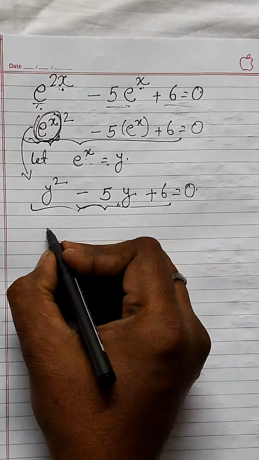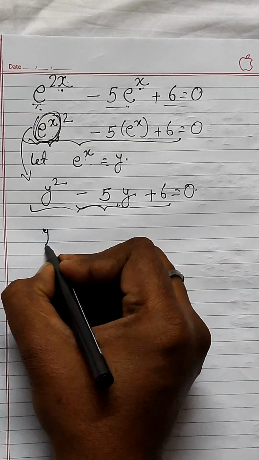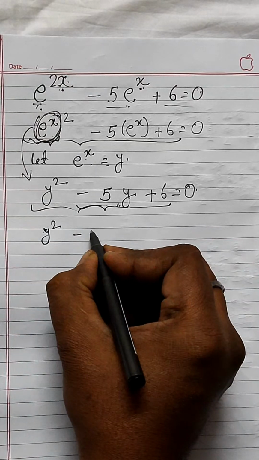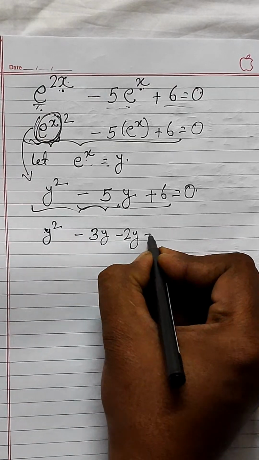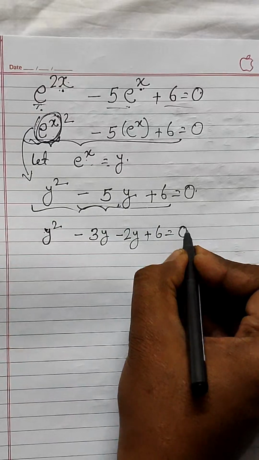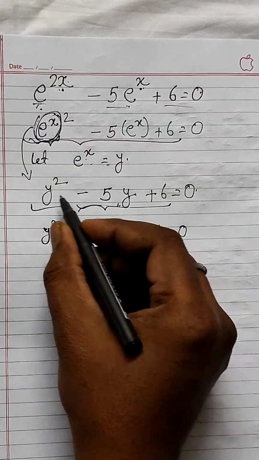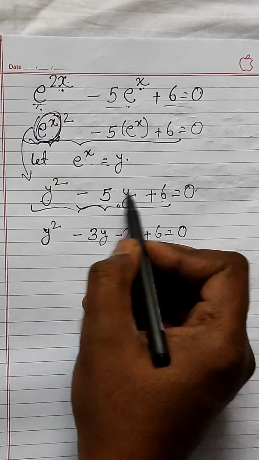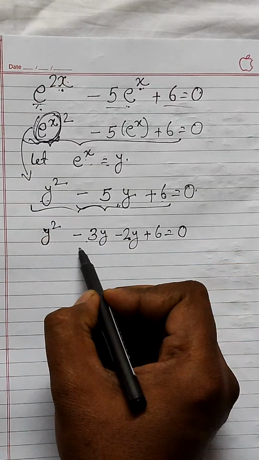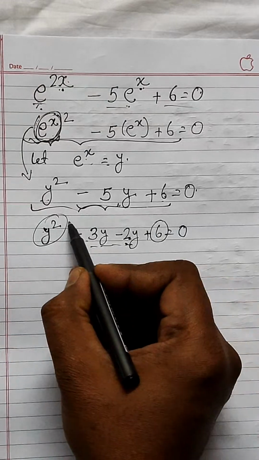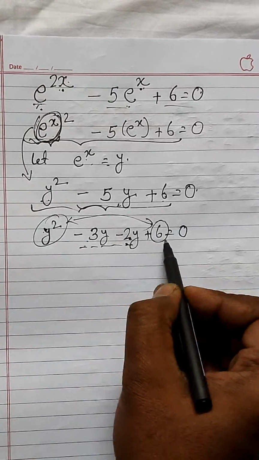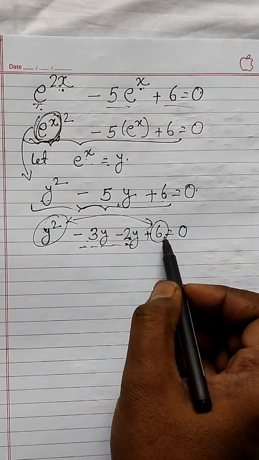Minus 5 can be written as minus 3 and minus 2. So y square minus 3y minus 2y plus 6 equals 0. When you multiply, you get the product of the extreme terms, 6y square. You can just do it. Just multiply these two terms, you will get the product of this and this. So the splitting of the middle term is happening like this, right?